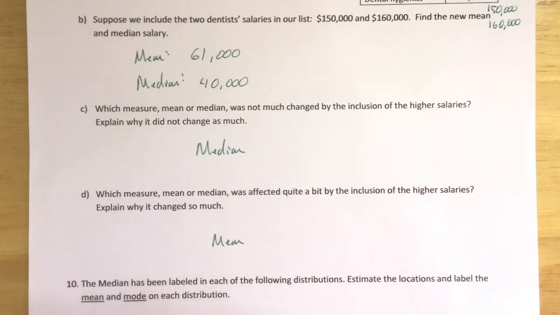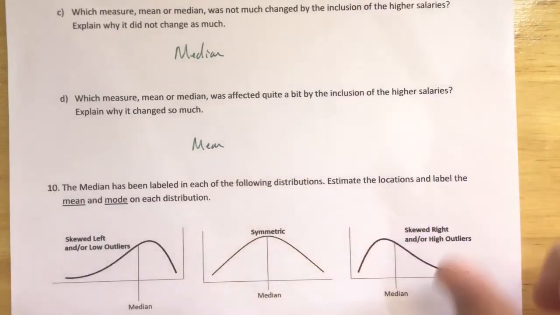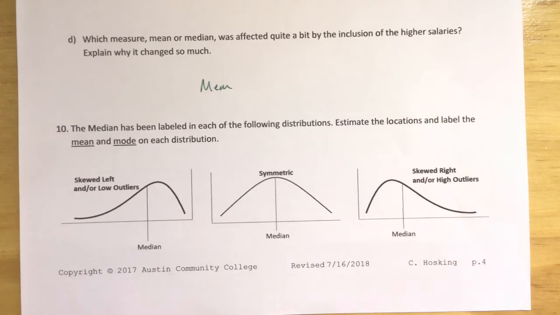All right, C, which measure, mean or median, was not much change? That would have been the median. Which one was changed a lot? That would have been the mean. So I already answered all that. And we get to the final part here. This is it.